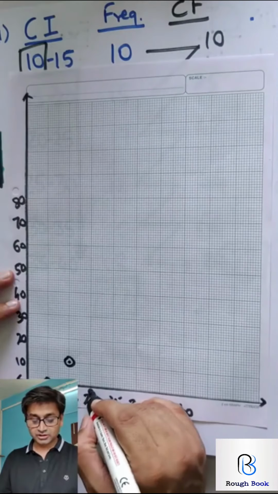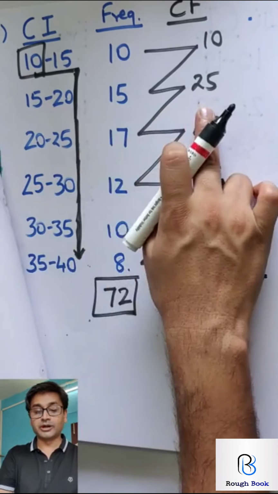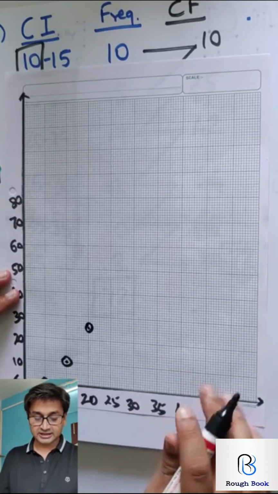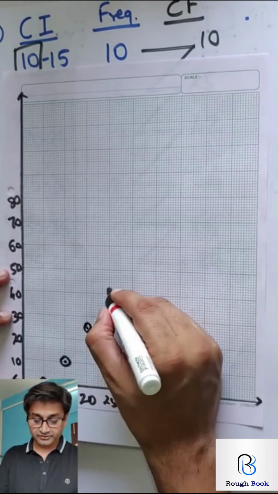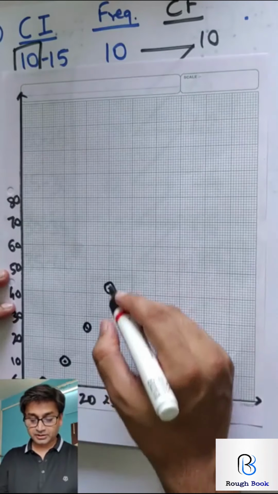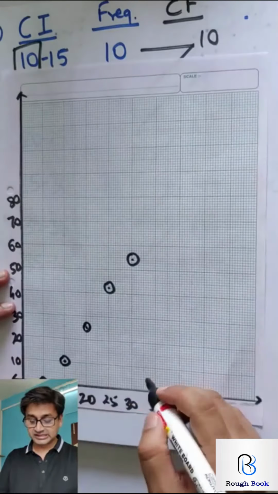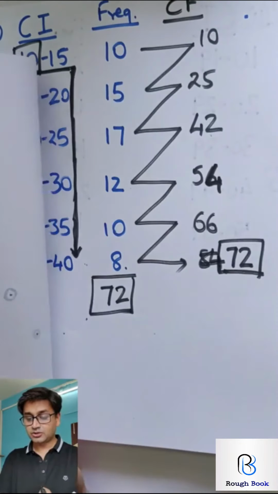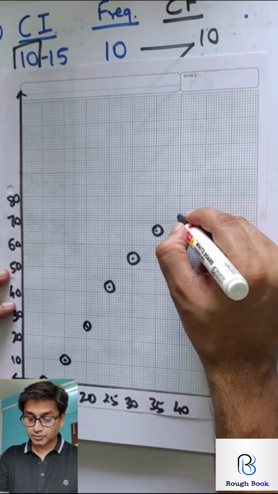25 is the next one. So 20, 25. So on 20, see, on 20 you are plotting 25, not 15. Okay. So on 20 I am plotting 25, or exactly at the middle. Then on 25 I am plotting 42. So on 25, 42. Then on 30, 54. 30, 54. The next one 35, 66. So 35, 66. And then the last one, 40 is 72. So on 40 we are plotting 72.